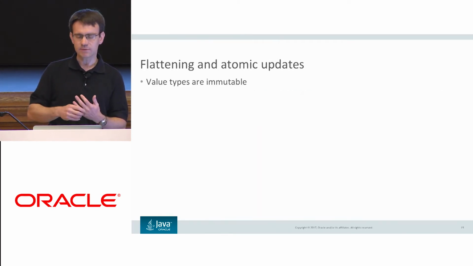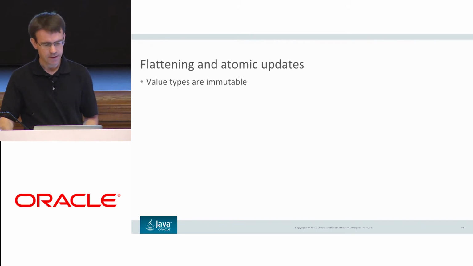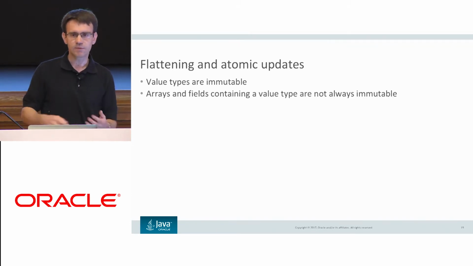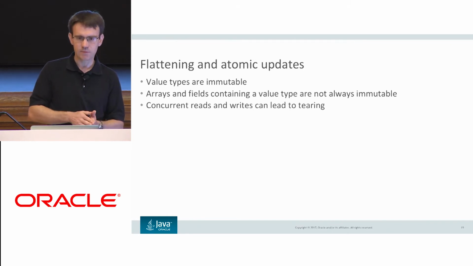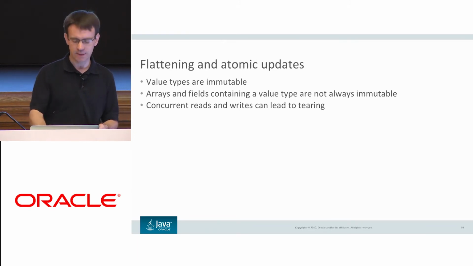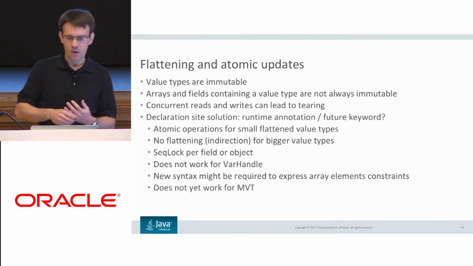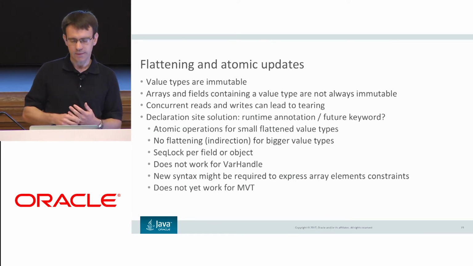So value types, by definition, are immutable. But the containers, the arrays or fields containing value types might not be immutable. And if they are not immutable, there is a risk of having concurrent reads and writes that could lead to tearing. This is still an area of exploration right now.